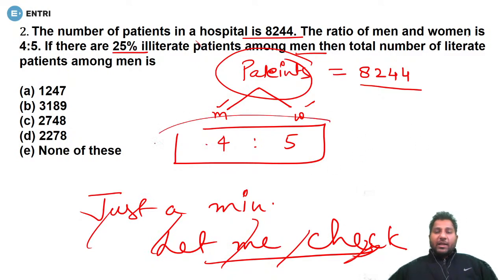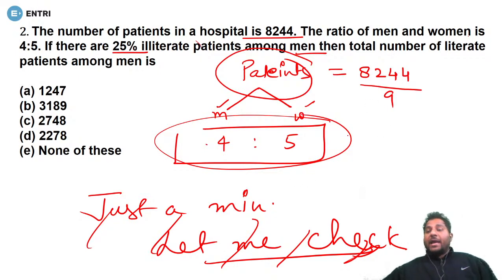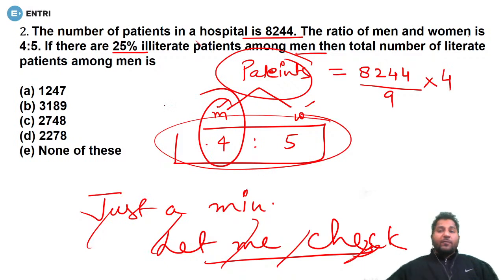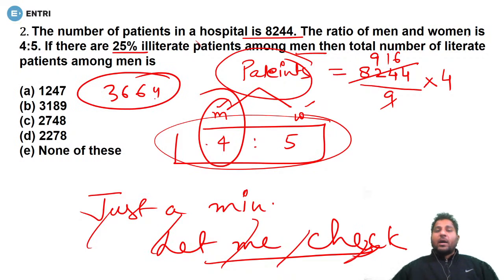The total in terms of ratio is 9. So we equate 8244 with 9, and if we multiply it by 4, we get the total number of men. 9 nines are 81, 9 ones are 9, 9 sixes are 54. So 3664 are the men.